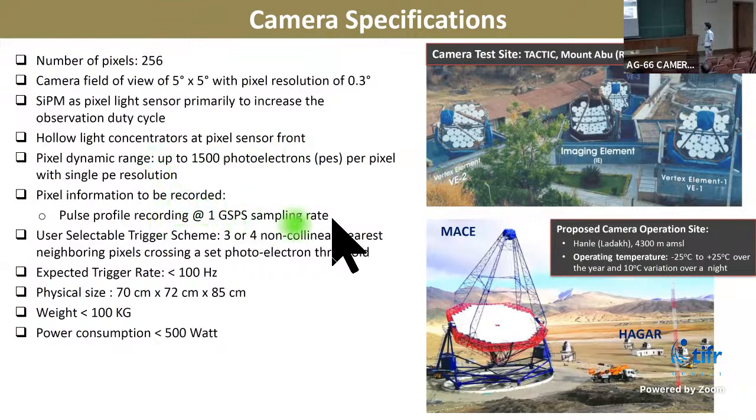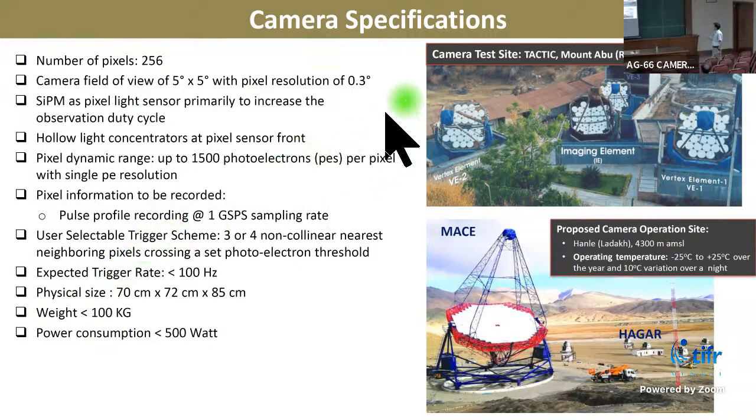recording the pulse profile at 1 gigasample per second sampling rate. And we will have a user selectable trigger scheme, 3 or 4 non-collinear nearest neighbor pixels. Expected trigger rate is less than 100 Hertz, and the physical size will be about this much. Weight should be less than 100 kg because the camera has to be mounted at the focal plane of the telescope, so weight limitations are also there, and power consumption should be within 500 watt, to avoid a stringent cooling requirement for the camera electronics.